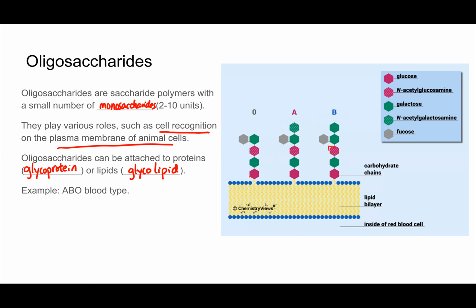Type A has a very specific type of monomer within its oligosaccharide as compared to B, and type O doesn't have this particular monosaccharide. They're all oligosaccharides, it's just that the length of their oligosaccharide is slightly different, and the composition of their oligosaccharide is also slightly different. Okay.